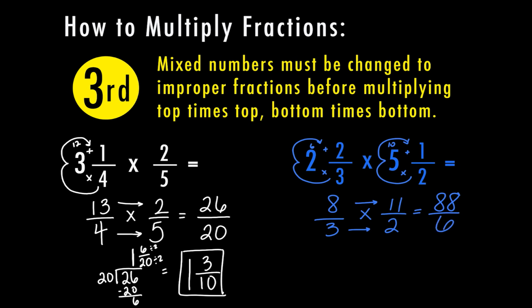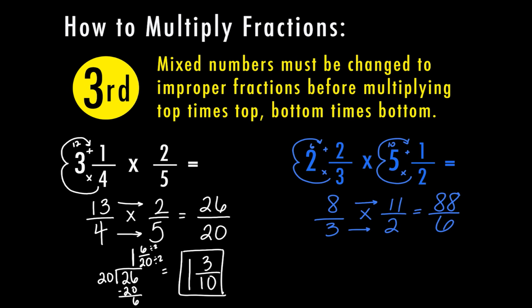So I have two things I need to do. I need to reduce this, and I need to change it back into a mixed number. But let me show you something here before we move on. And I'm going to use this same problem, 8 thirds times 11 halves. Now, before you multiply, you can cross reduce, and this is going to save you time reducing big numbers in the end. So let's go ahead and cross reduce where we can.